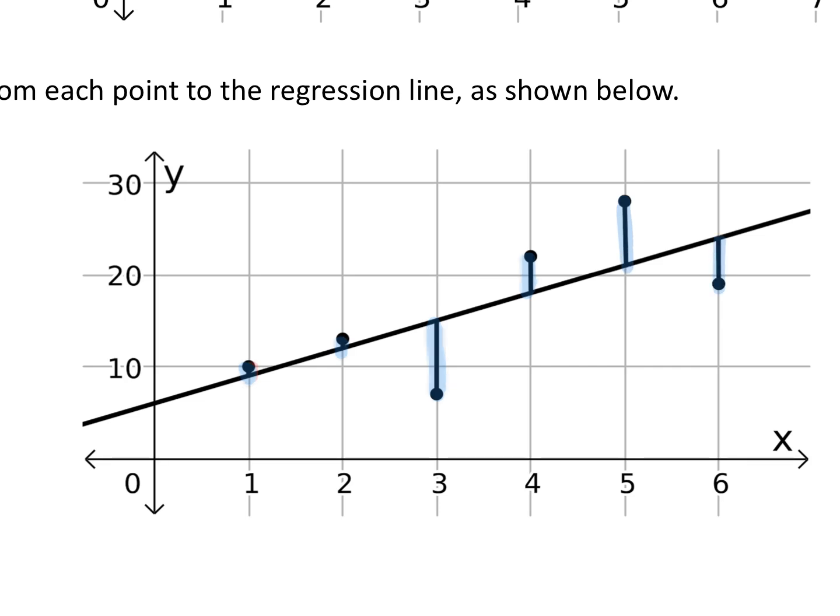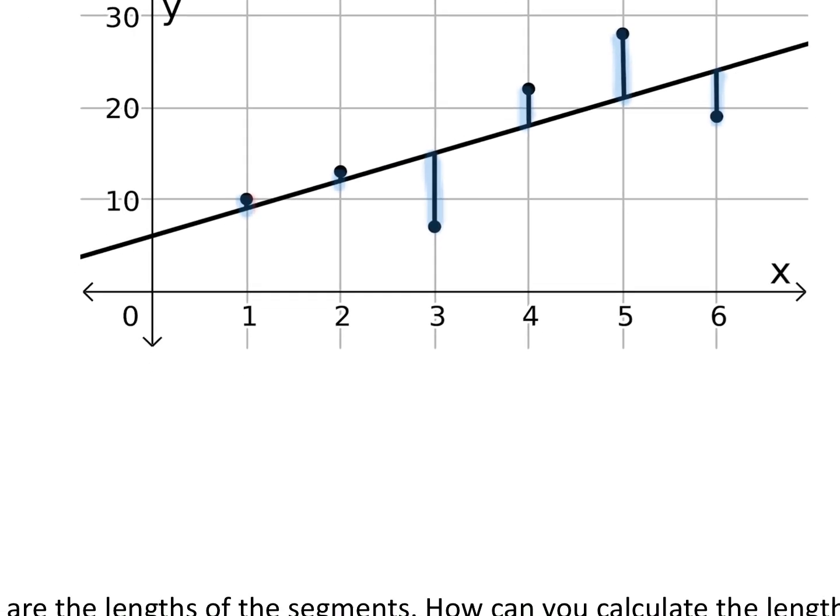Okay. And ideally, you want these to be small, right? Because that means the regression line fits the data very well. We have a really high correlation coefficient, close to 1 or negative 1. So that's the ideal. So let's go ahead and learn how to calculate residuals. So let's turn the page.